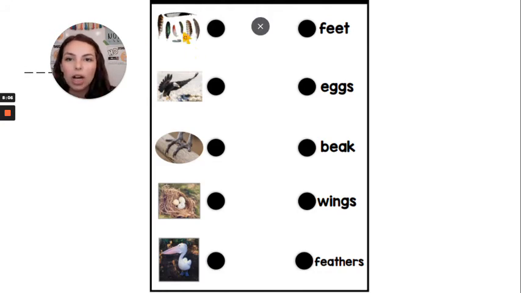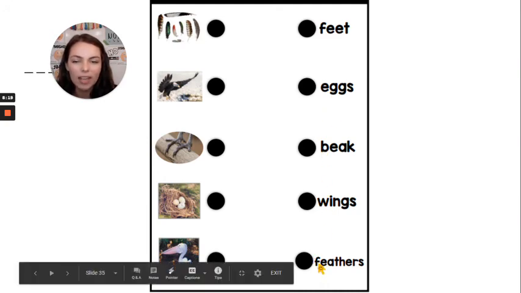I see a picture. I know these are feathers. Feathers starts with F. Feet? No, those aren't feet. That starts with E, B, W, F. That's a long word too, so I think that says feathers. Let's draw a line to match it up.